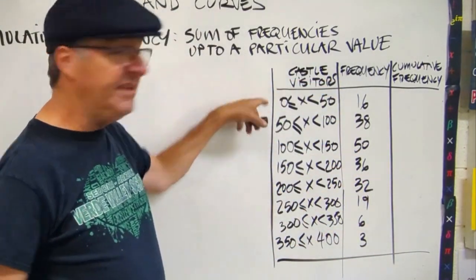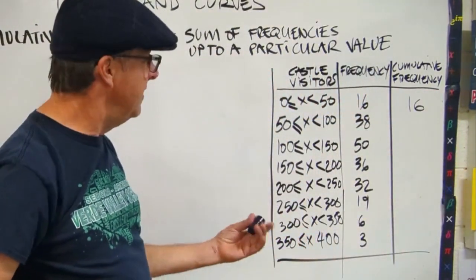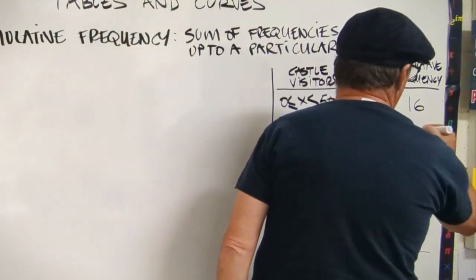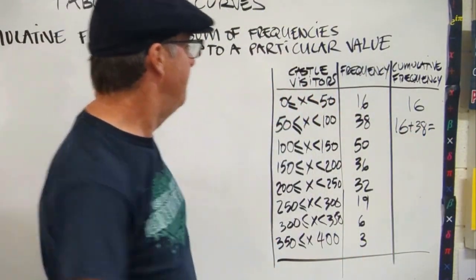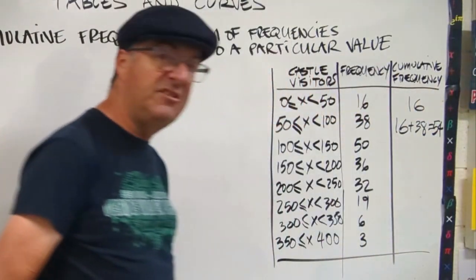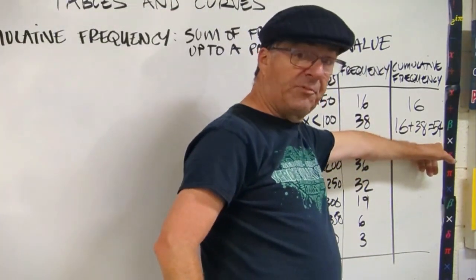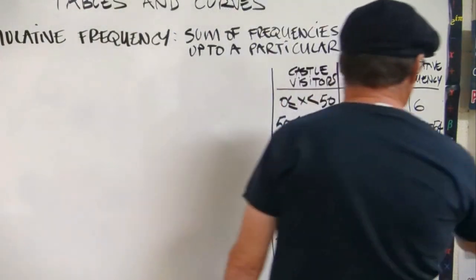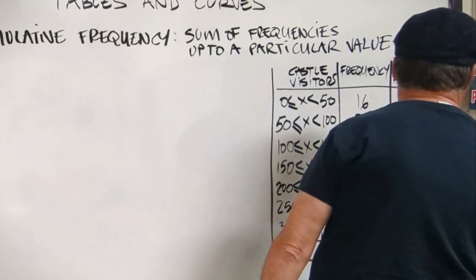So for our first class, the cumulative frequency is just 16 because that's as much as we have. But then for the next one, we're going to add the 16 and the 38, and that's going to give us 54. Okay, and then the next cumulative frequency is just going to be the total from the previous row, from the previous 2 classes, adding that one. So this is going to be 54 plus 50, which is 104.